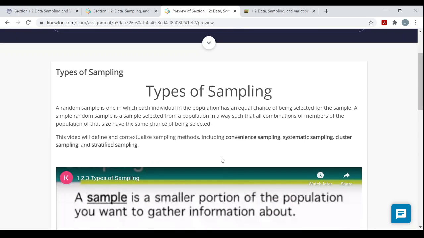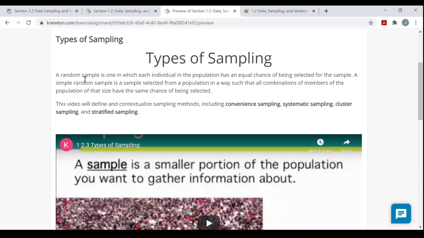All right, so the types of sampling. A random sample is one in which each individual in the population has an equal chance of being selected for the sample. So everybody in the population has an equal chance of being selected. A simple random sample is a sample selected from a population in a way such that all combinations of members of the population of that size have the same chance of being selected. So say a simple random sample of size 5, that means that every possible group of 5 people in the population has the same chance of being selected.